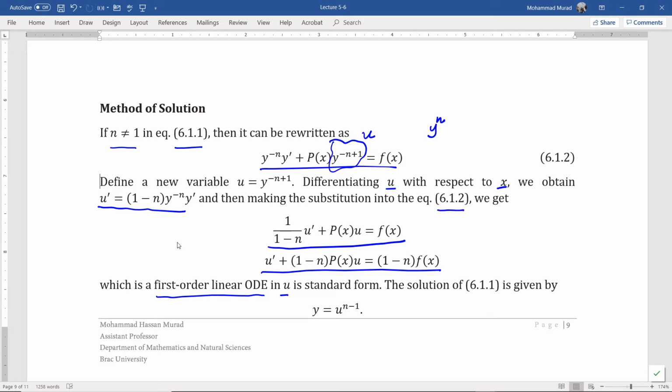The solution of 6.1.1 is now given by this equation, y equals u to the power of 1 over 1 minus n. So we need to solve this equation for u, and once we know u in terms of x, then we can know the solution of equation 6.1.1, y as a function of x.